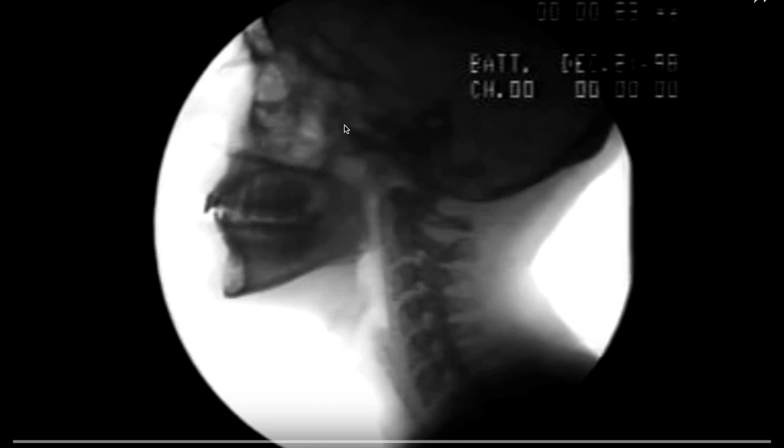And then up here we have the nasopharynx. Directly below the nasopharynx we have the oropharynx. And below the oropharynx we have the laryngopharynx. And in the laryngopharynx we have the epiglottis. We also have the hyoid bone anteriorly.